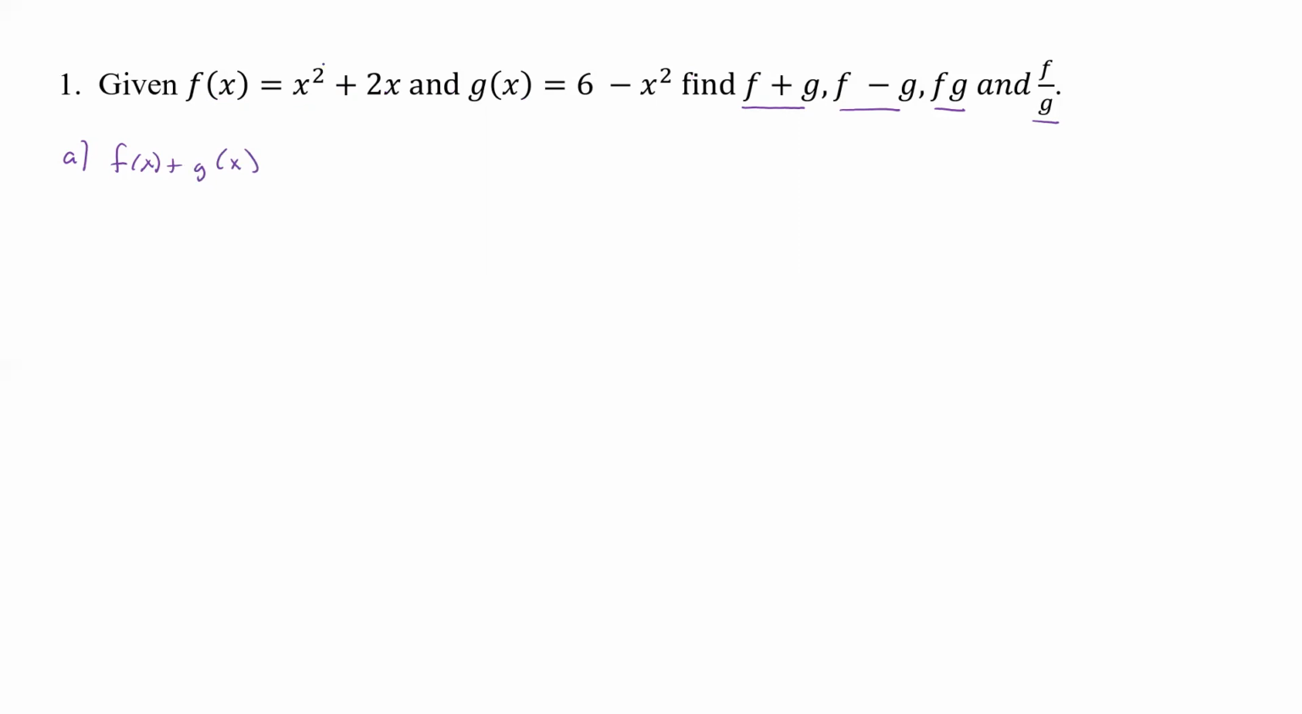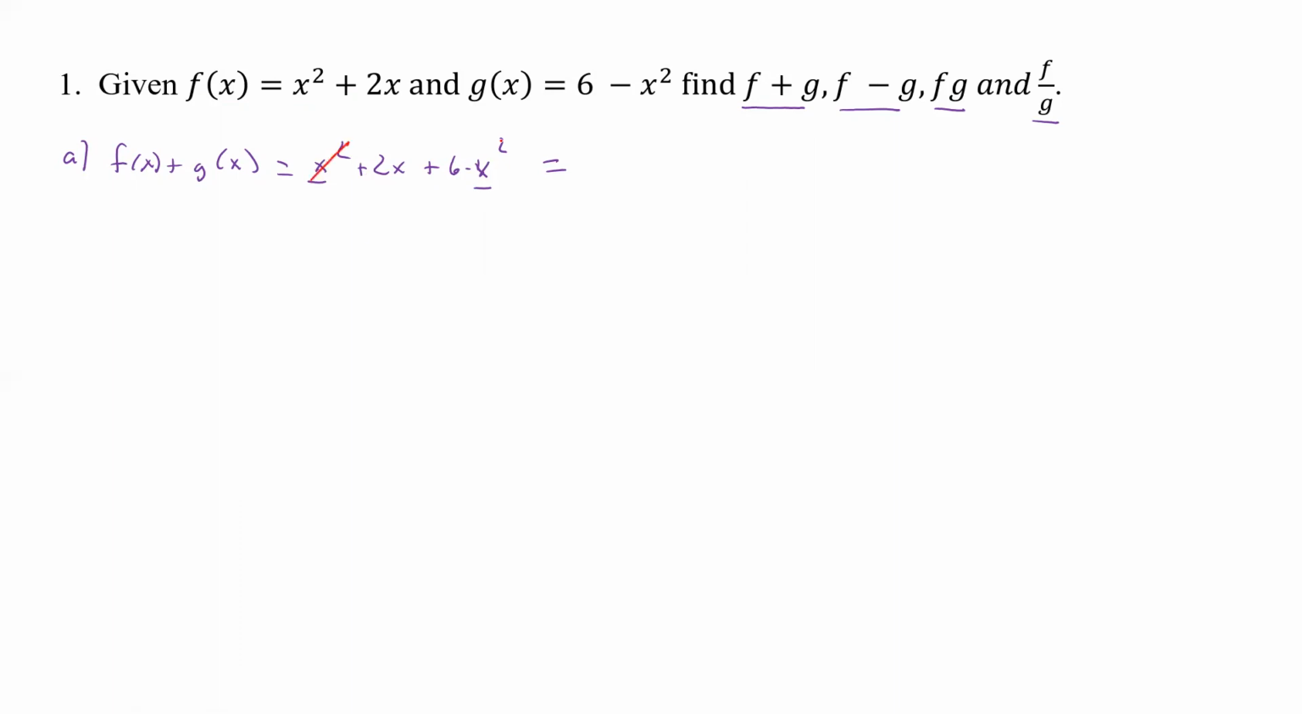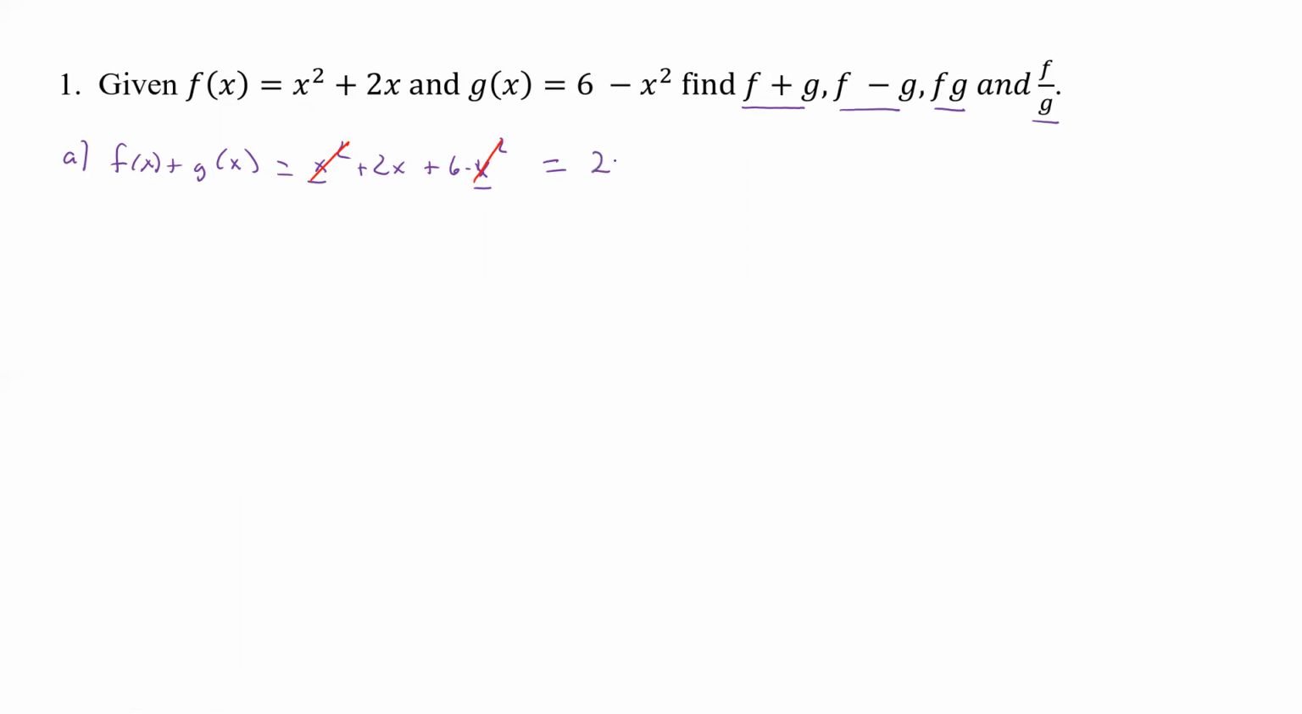So for the first one, f of x plus g of x, we have x squared plus 2x. Now we just add that, plus 6, then minus x squared. Okay. Well, x squared minus x squared, guess what? Those cancel. So we can say we just cancel those out and they're gone. We don't have to worry about that. And then what's left over? Well, we have 2x plus 6.